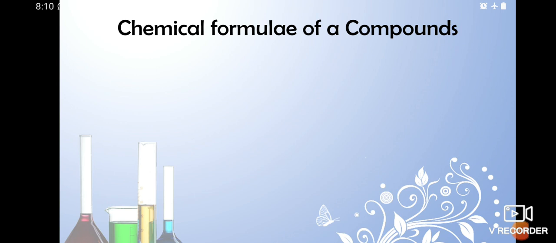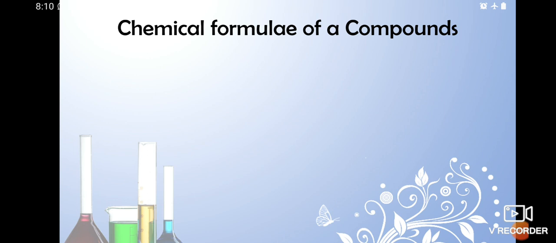Okay, so already we learned how to write the symbols for an element. Students, we also learned how to write the symbols for a molecule. We learned how to write the symbols for elements, for compounds, and also the letters for the elements, molecules and compounds. We already learned all this in the previous classes. Now we have to learn a new thing, that is the chemical formula of a compound.